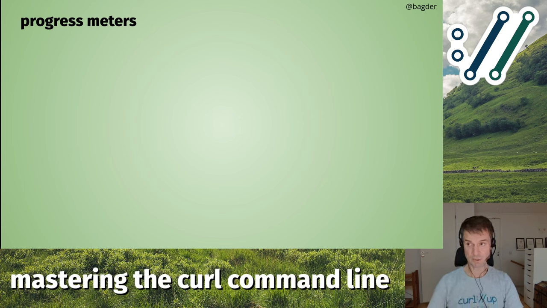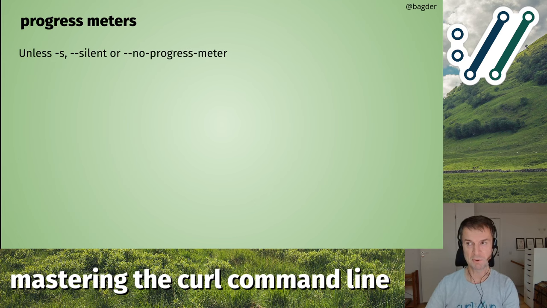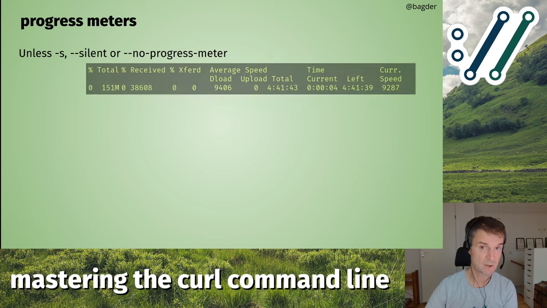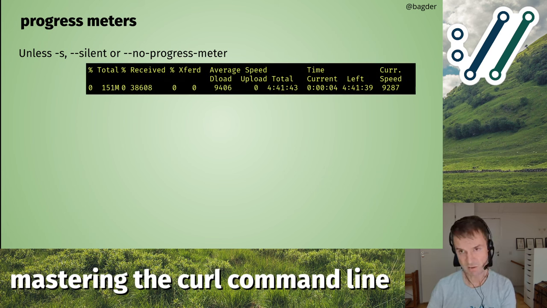When you download stuff, and in particular when you transfer things that are somewhat large, it's sometimes handy to have progress meters so that you see that something is happening and you can figure out how long you have to wait until it's done. So unless you use this dash s, silent, or the no progress meter options, curl will show you this.